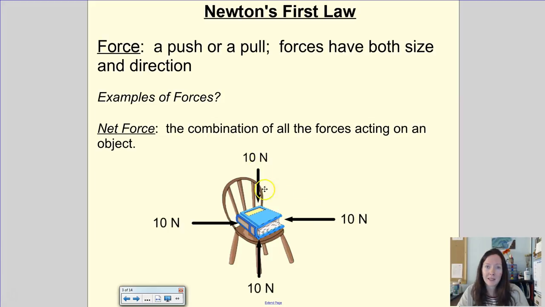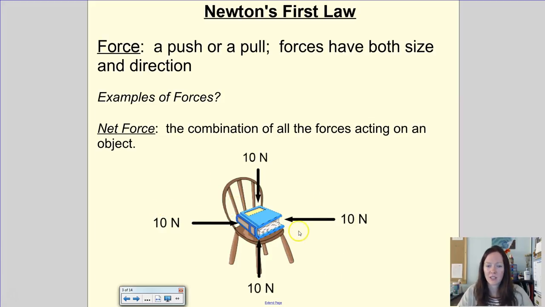Here I have my sample object. I have a book sitting on a chair. I want to look at the forces being exerted on this book. So maybe we have gravity pulling down on it. We have the chair pushing back up on it. Maybe some friction between the book and the chair. Maybe it's windy and there's some air resistance, or maybe the air pressure around it. So lots of different forces that are acting on it.